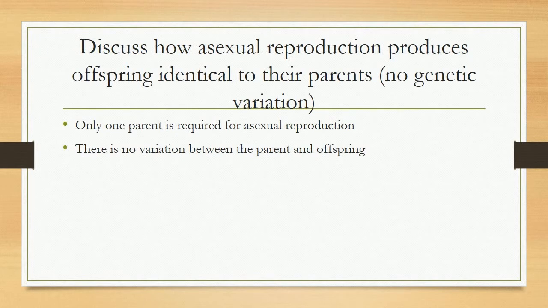Discuss how asexual reproduction produces offspring identical to their parents, with no genetic variation. Only one parent is required for asexual reproduction. There is no variation between the parent and offspring.